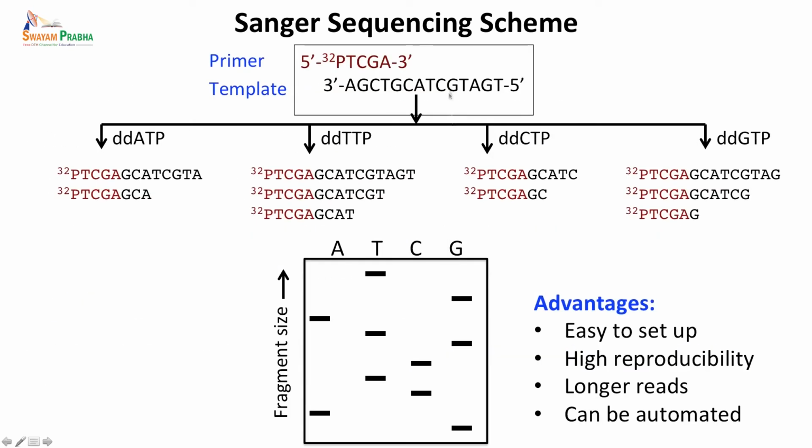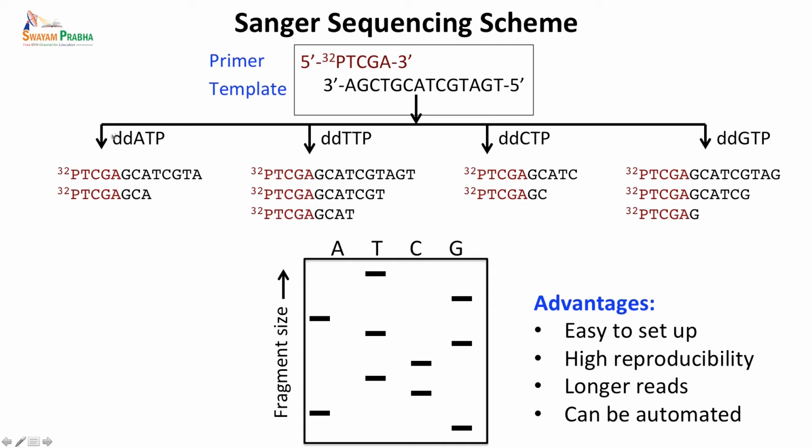So this is again an example that is given here. This is your template DNA, and you use a primer, and this primer is labeled at the 5' position with radioactive, say, 32P. Now you set up these 4 parallel PCR reactions, where of course there are normal nucleotides, all 4 of them, in all the 4 tubes, but one of them will have ddATP, another one will have ddTTP, and so on and so forth.